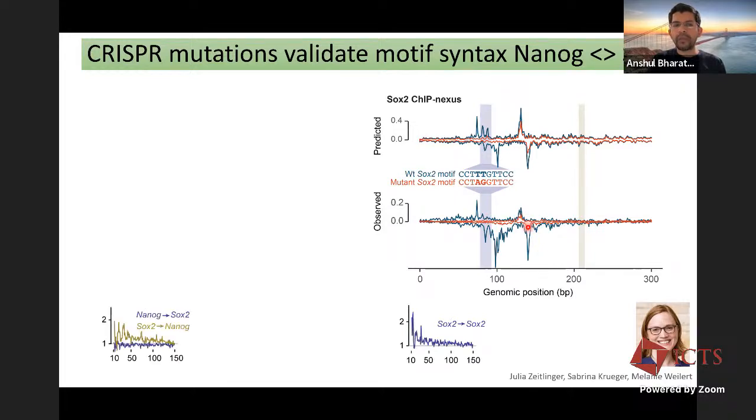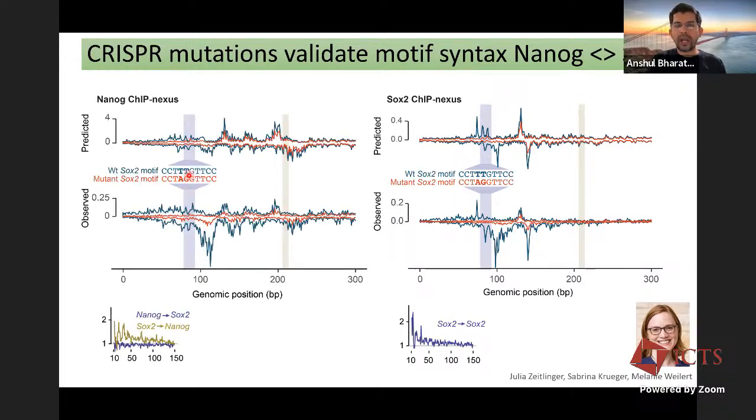Now, what happens is you can do the exact same CRISPR experiment, but now you're ChIPing NANOG. So you're looking at NANOG's binding profile. And this is the prediction of the model that when you mutate the SOX2 motif, you can see a pretty decent effect on NANOG, and it's pretty widespread. You can see effect sizes pretty far away, up to like 150 base pairs away. When you perform the experiment, that's pretty much what you see. You see a long distance effect of mutating SOX2 on NANOG, right?